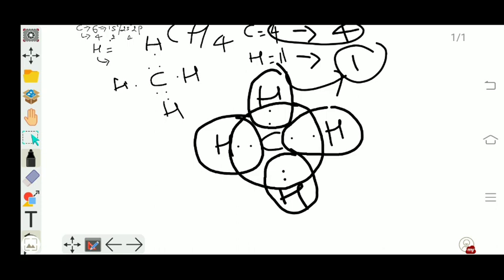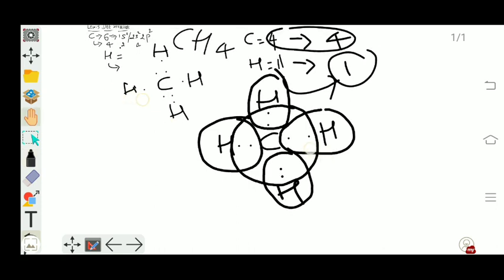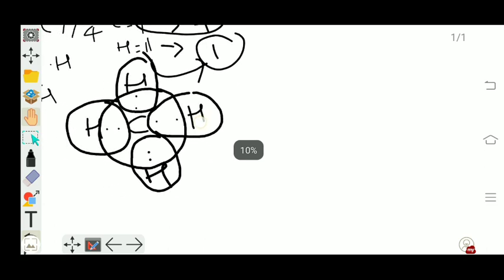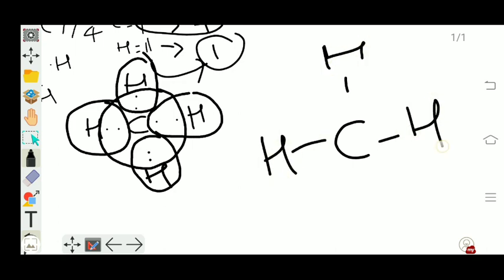Now the final conclusion is the Lewis dot structure of CH4: C with H, H, H, and H. These single bonds are nothing but the lone pairs of electrons. Each bond represents 2 electrons, or 1 lone pair of electrons. If 2 bonds, there are 2 lone pairs of electrons. If 3 bonds, there are 3 lone pairs of electrons. This is about the Lewis dot structure of CH4.